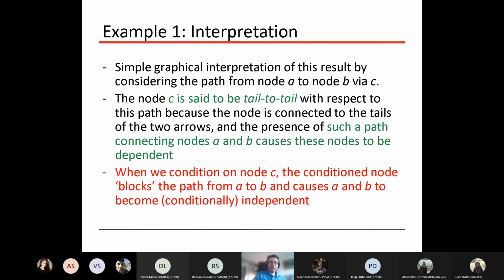And like this simple graphical interpretation, here C is called a tail-to-tail node. If a tail-to-tail node is not observed, the inference path is open. If node C becomes observed, then the inference path becomes blocked. And this causes A and B to become conditionally independent.